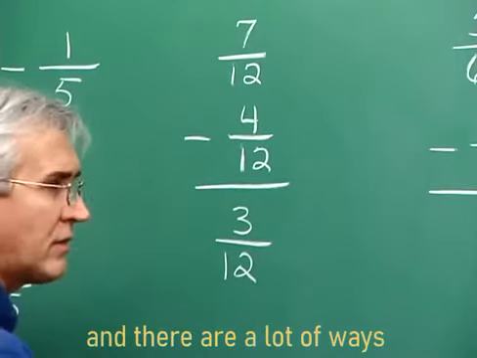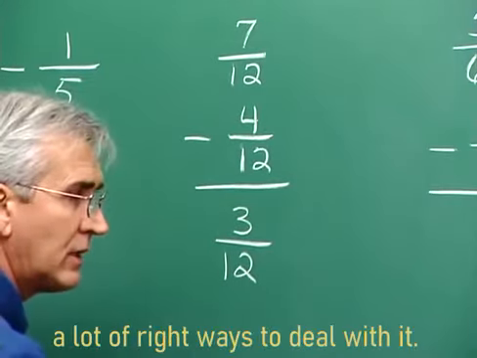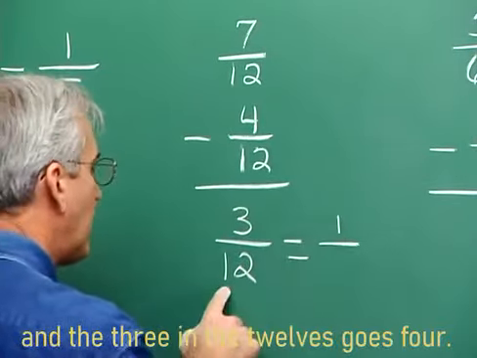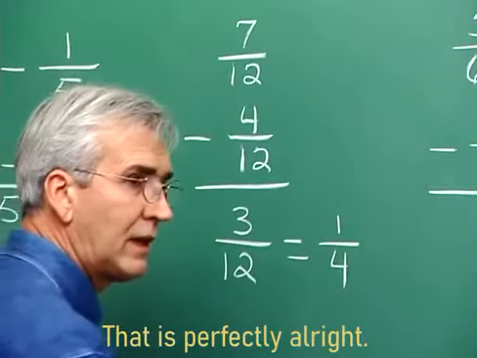And there are a lot of ways of thinking about this, a lot of right ways to deal with it. If we simply say 3 into 3 goes 1 and 3 into 12 goes 4, that's perfectly all right.